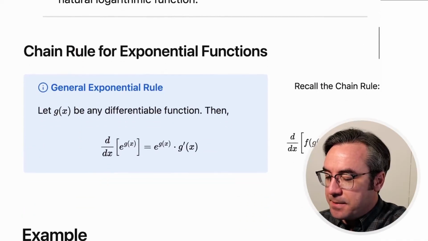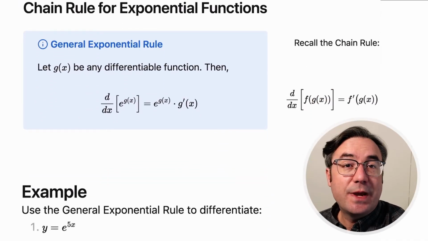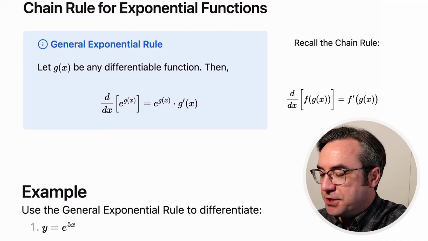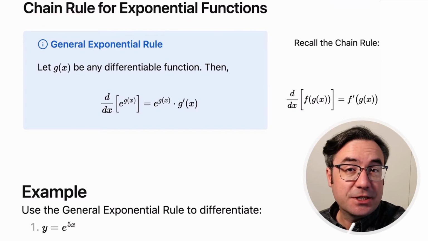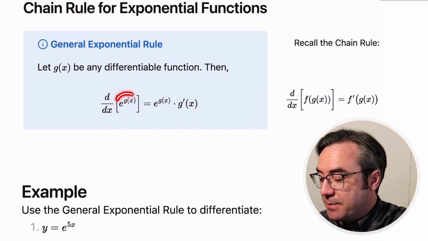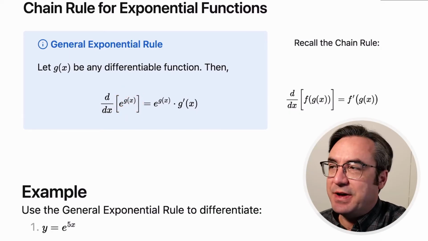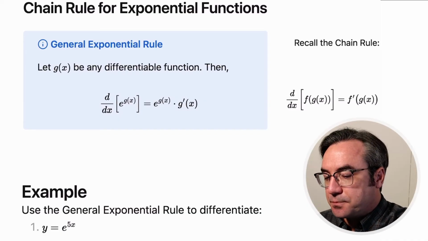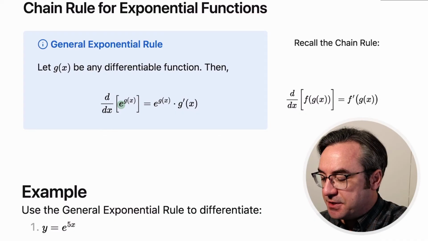So, if we remember, the chain rule helps us differentiate when we have a composite function. Our first version of the chain rule we're going to look at is for exponentials. And it's going to be things like this: e raised to some function g of x. And in this case, the exponential function is our outer function.